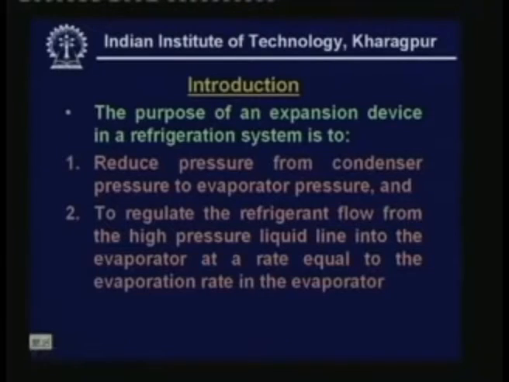Now the evaporation rate in the evaporator is proportional to the load on the system. So when the refrigerant load on the system increases, the flow rate should be increased, and when the load reduces, the flow rate should be reduced. So one of the main purposes of the expansion device is to reduce the pressure from the condenser pressure to evaporator pressure, which can be achieved easily. But the second task, that is to regulate the flow according to the needs, is more difficult. But this is also a function of the expansion device.